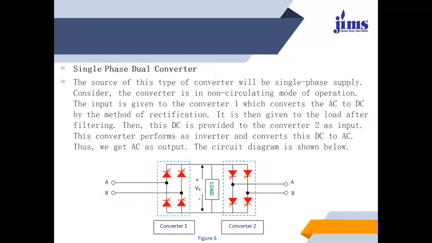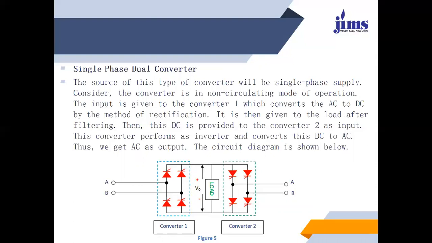Next will be the single phase dual converter. The source of this type of converter will be a single phase supply. Consider the converter is in non-circulating mode of operation. The input is given to converter 1, which converts AC to DC by the method of rectification. It is then given to the load after firing. Then this DC is provided to converter 2 as an input. This converter performs as an inverter and converts DC to AC. Thus we get AC at the output.